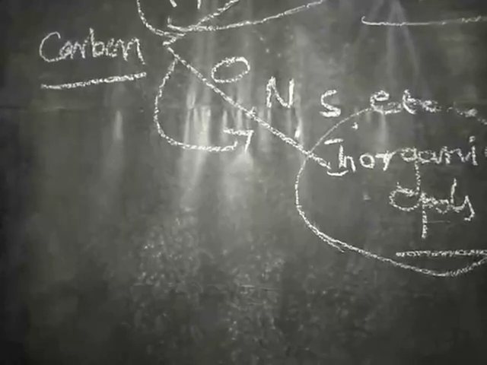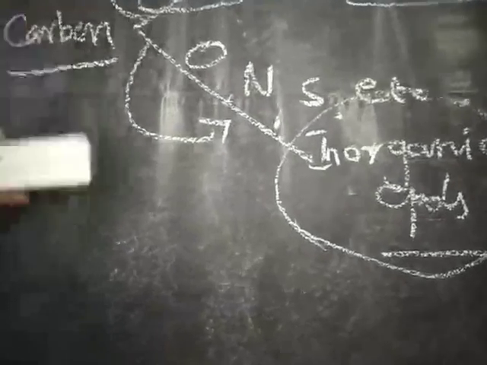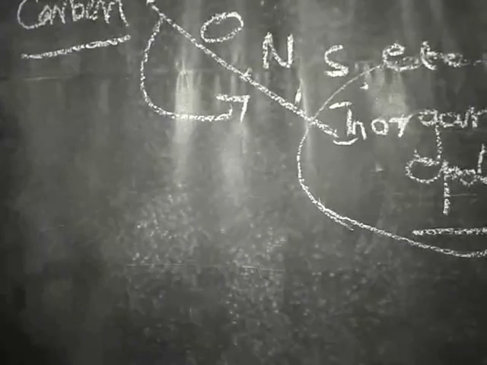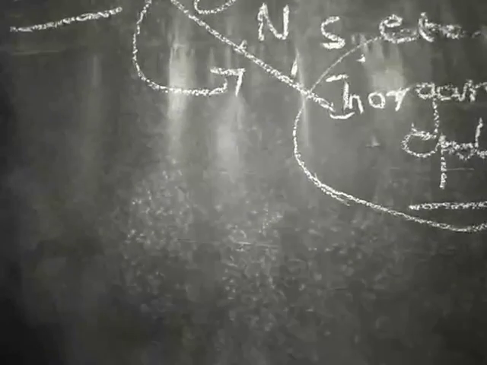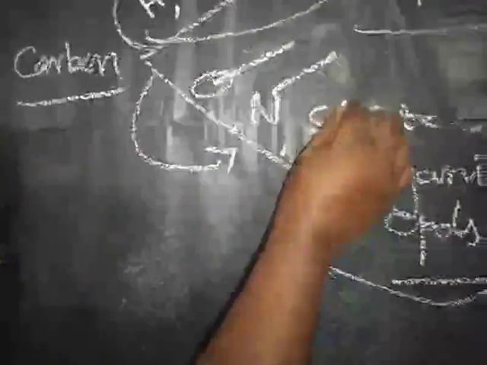As compared to organic compounds, inorganic compounds are limited. Among them, oxides, carbides, sulfides, cyanides. Oxides means oxygen is present. Nitrates means nitrogen is present. Sulfates means sulfur is present.